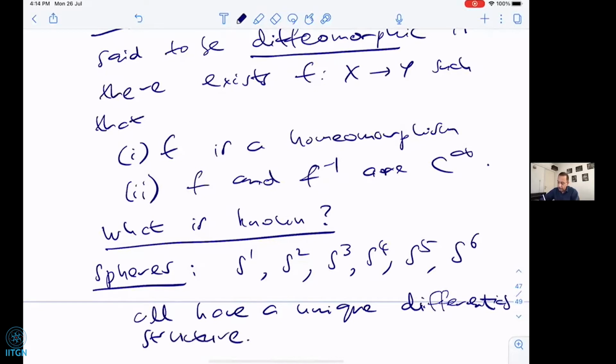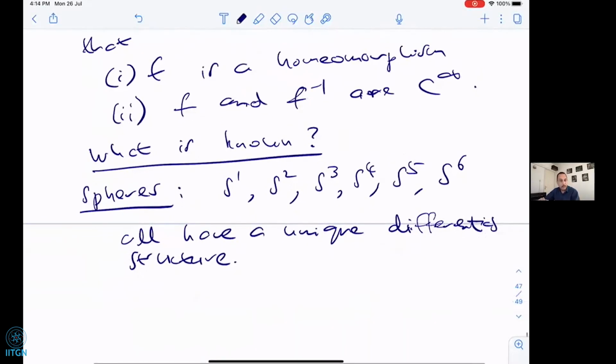That means if you define them as topological spaces, then the possible differentiable structures you can put on them are only one. That doesn't mean that there's only one way to put charts or make an atlas, but it means that all possible atlases you can put on those spaces are mutually compatible. Remember that a differentiable structure is an equivalence class of atlases. So there's only one equivalence class for these cases.